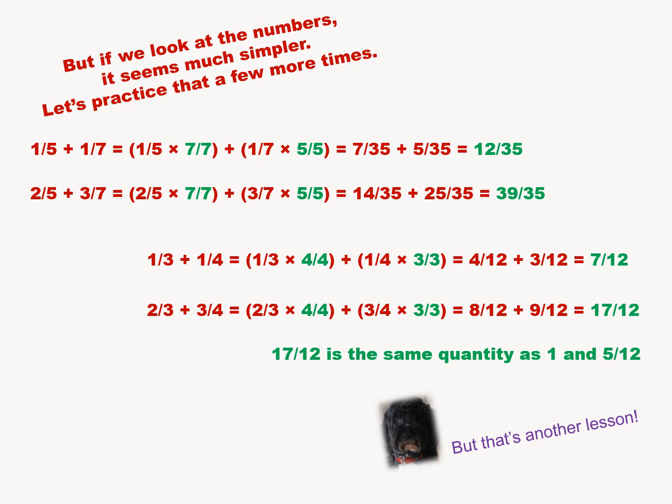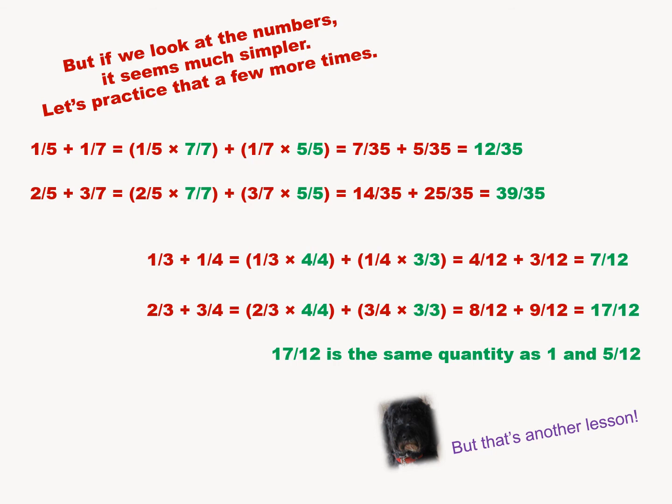If we're adding 1/3 and 1/4, we'll multiply 1/3 by 1, that is, not changing its value at all, because we're multiplying it by 1, but we're multiplying it by 1 in the form of 4/4. We'll add that to 1/4 multiplied by 3/3. And what we're really adding is 4/12 plus 3/12. The answer is 7/12.